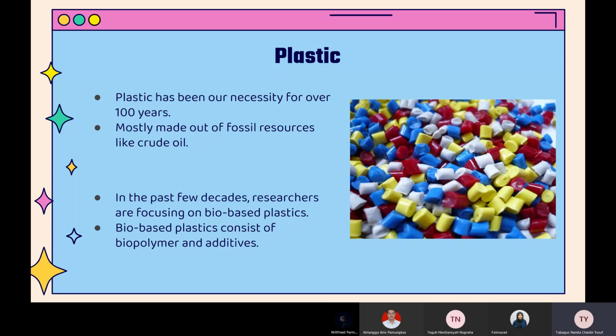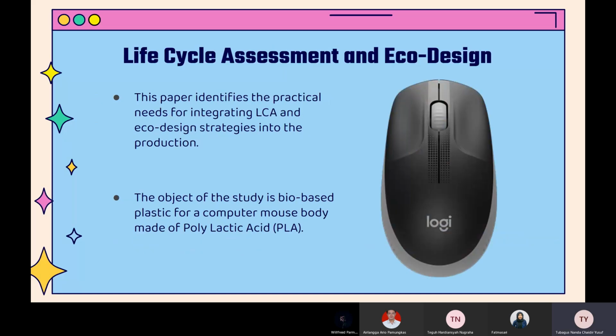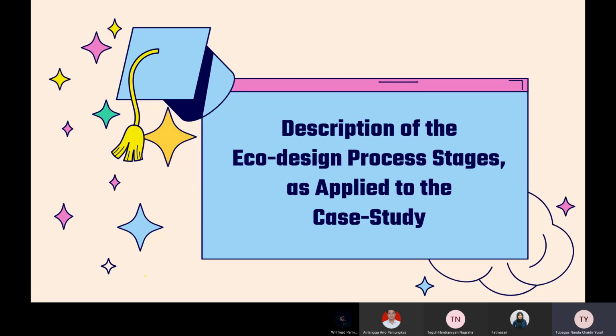This paper identifies the practical needs for integrating LCA and eco-design strategies into production. The objective of the study is bio-based plastics for a computer mouse body made of polylactic acid, or PLA. First of all, we need to know the description of the eco-design process stages as applied to the case study, which is a computer mouse.